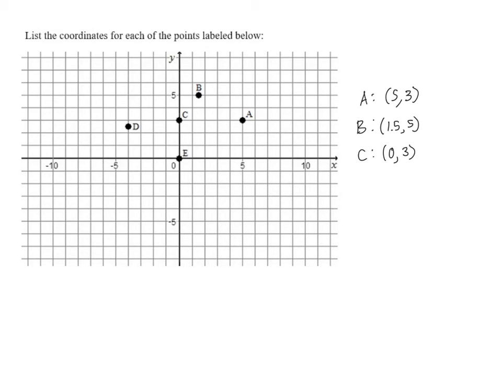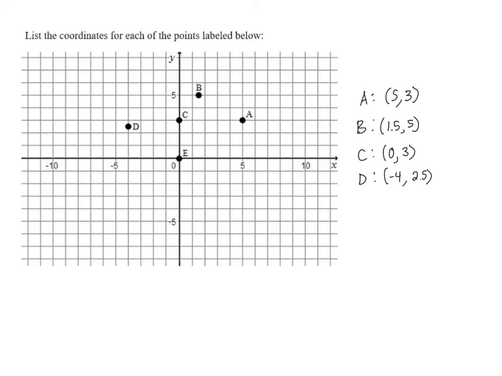Let's go over to D. For D, the x-coordinate is going to be -4 because it's 4 units to the left. But then when we go up to see what the y-coordinate is going to be, we go up 1, 2, and then halfway between 2 and 3, that's going to be 2.5. So the y-coordinate is 2.5. We've got -4, 2.5, because it's to the left 4, and up 2.5 units.